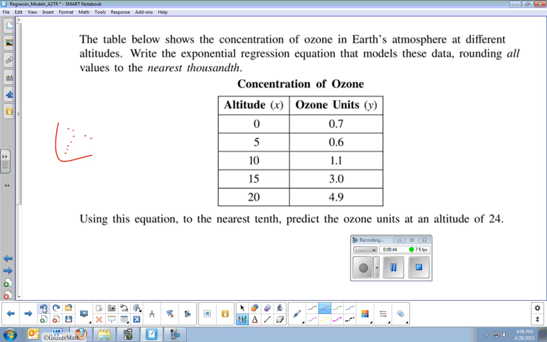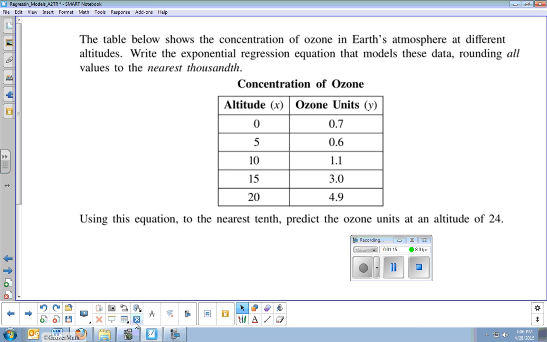But what if we have data that doesn't give a linear correlation? What if the data is kind of curved like that? Would you say this is a positive correlation? Well, it's not really linear. It's kind of curved. Or if you have data that kind of goes like this, it's not linear, but it is kind of like a parabola. So there are different types of regression models other than linear.